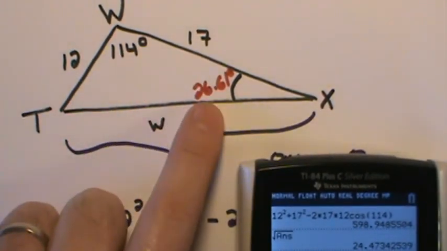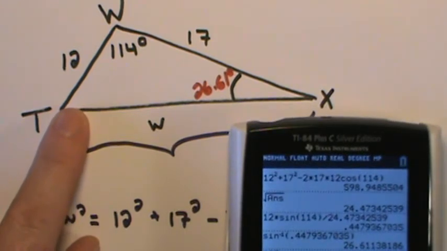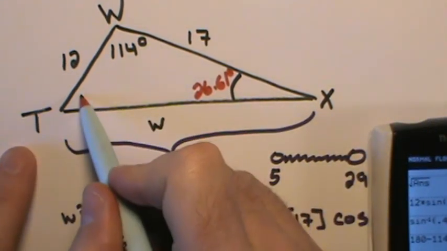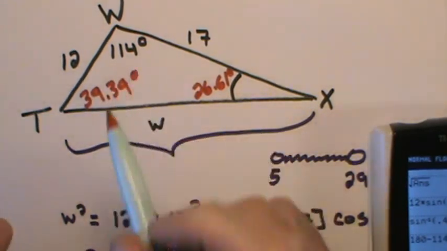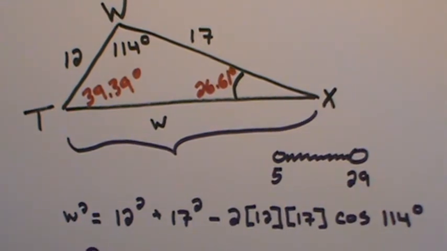And then to find that missing angle, well, I know there's 180 degrees in a triangle, so I can add these two up and subtract it from 180. So I'll go 180 minus 114 minus 26.61, and it tells me that this other angle is 39.39 degrees.